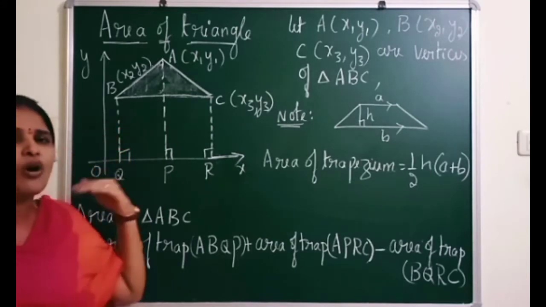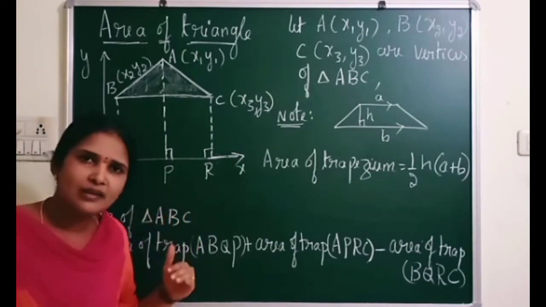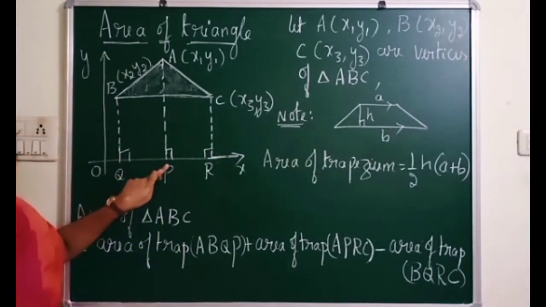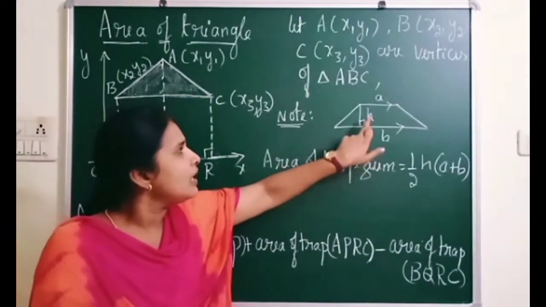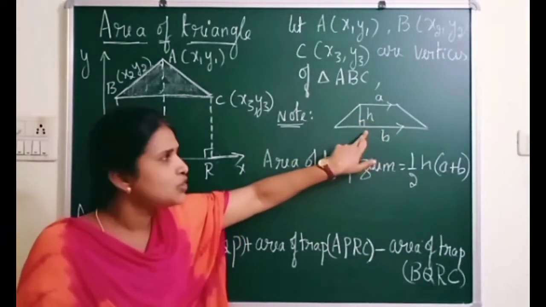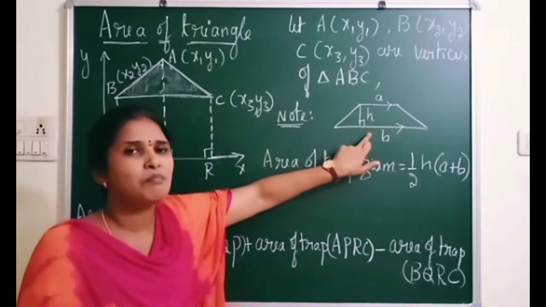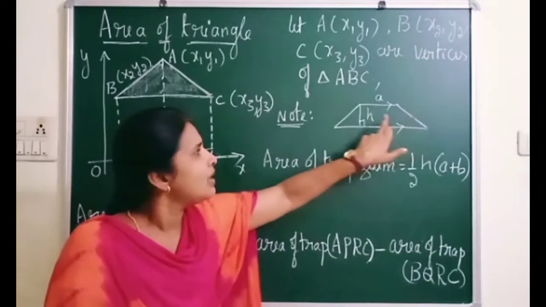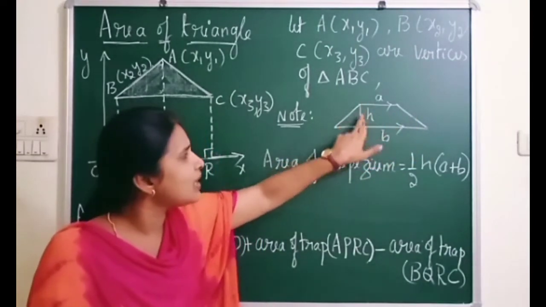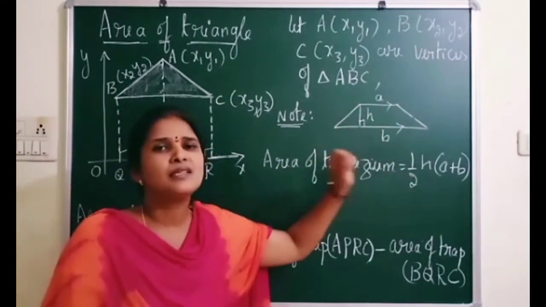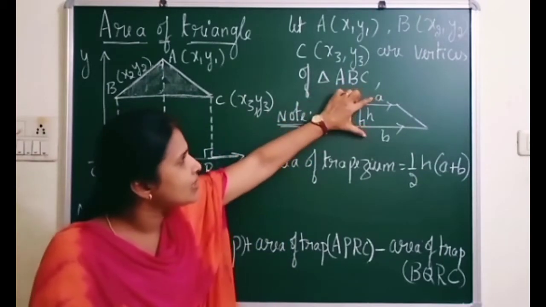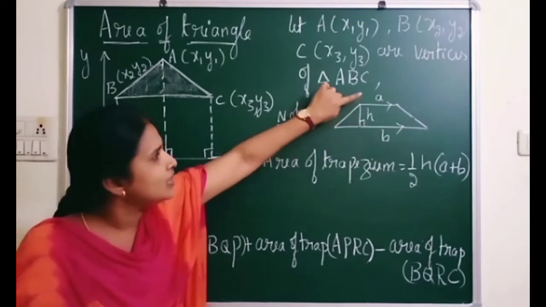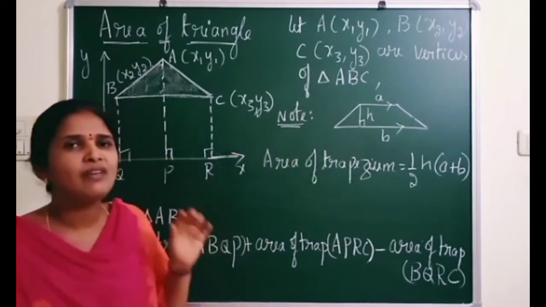You remember the trapezium formula which you already learned in class 8. ABQP is a trapezium. What is a trapezium? A trapezium is a quadrilateral in which one pair of opposite sides is parallel and the other opposite sides are non-parallel. And this is the perpendicular height. You know that the height between two parallel sides is the same everywhere. So these two parallel sides are a and b and this is the height, that is h. So with this a, b and h, we have the area of trapezium.